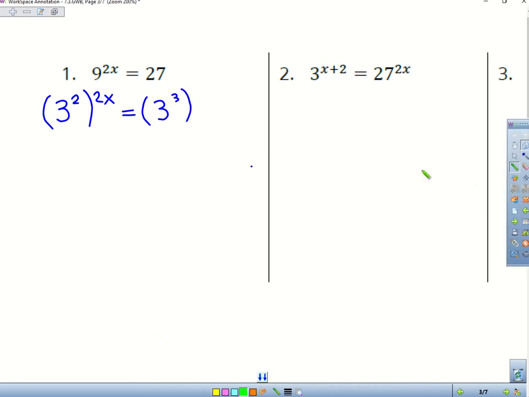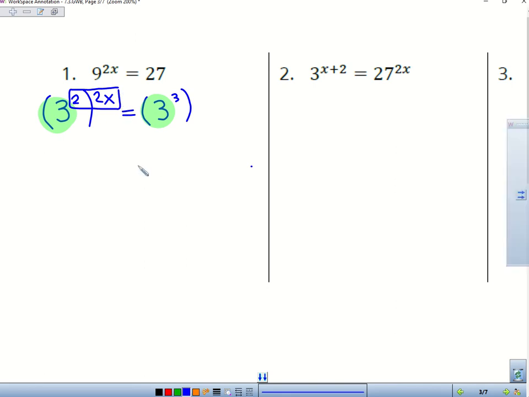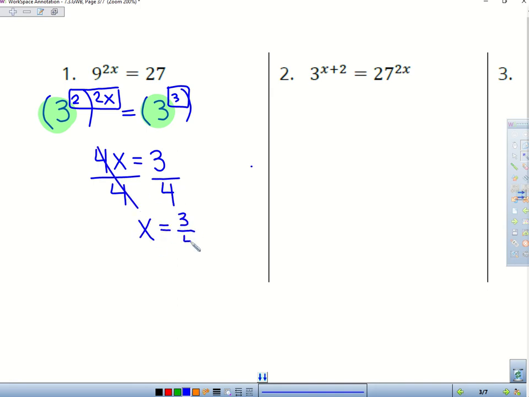Now, once you've maintained the same base, you're going to set the exponents equal to each other. So keep in mind, this is really 2 times 2x, which is what? 4x. 4x is equal to what? 3. You divide both sides by 4, and you get x equals 3 fourths. Now that's it.